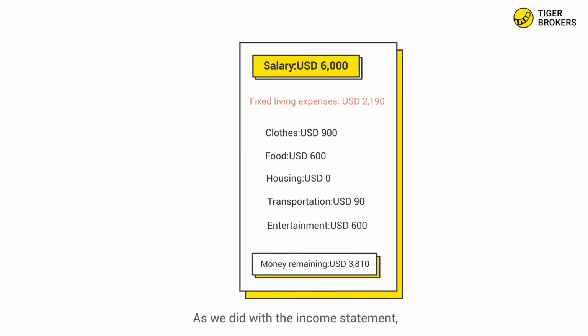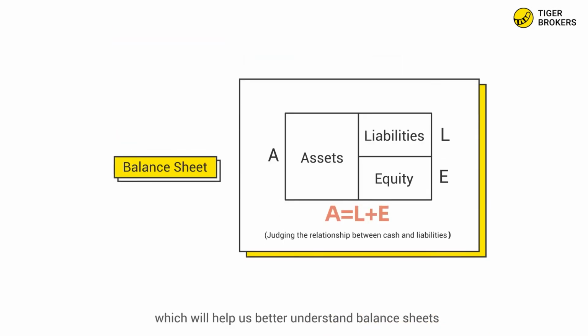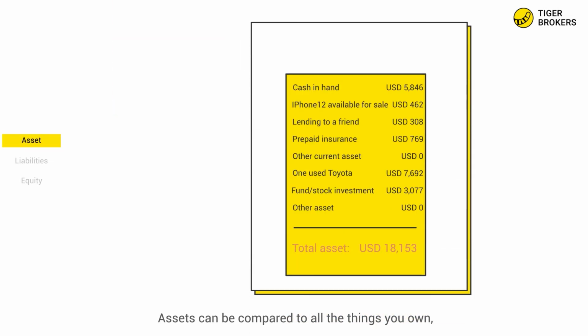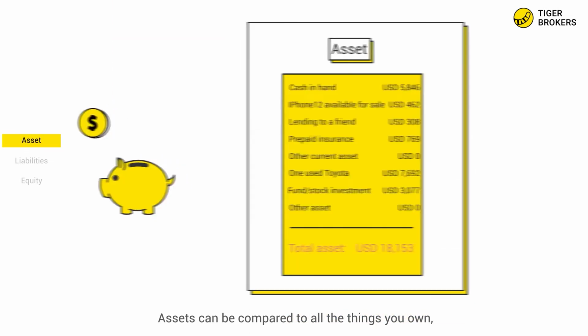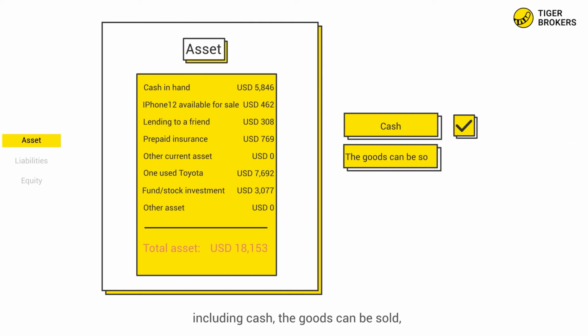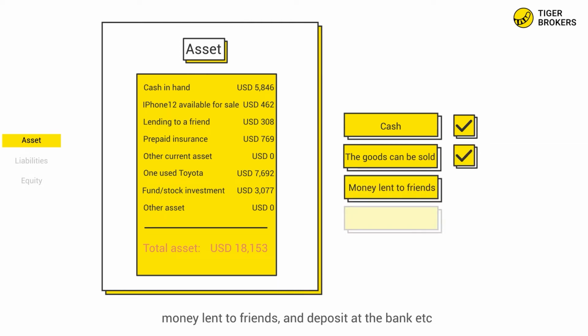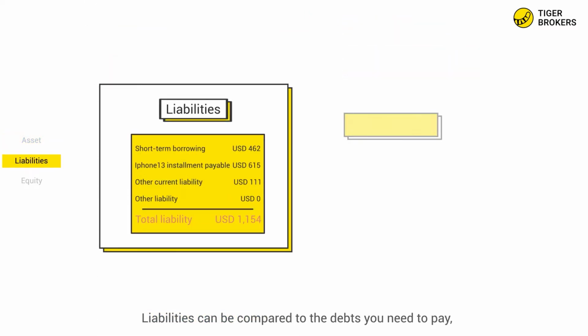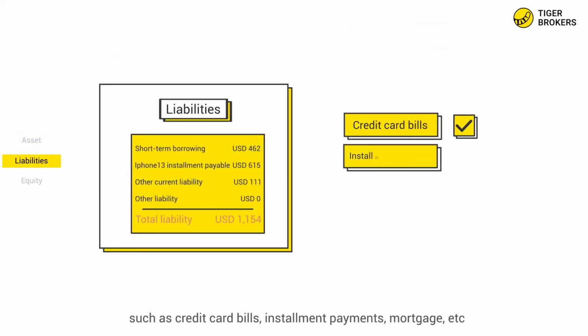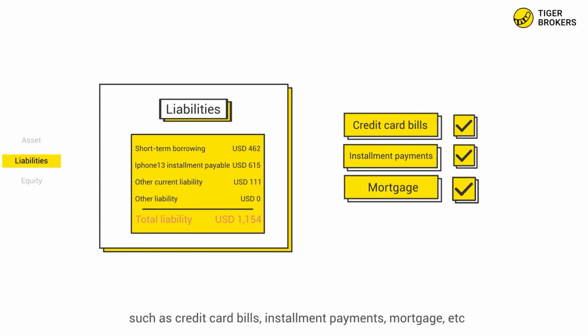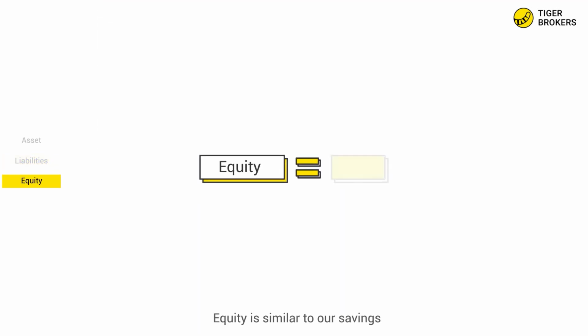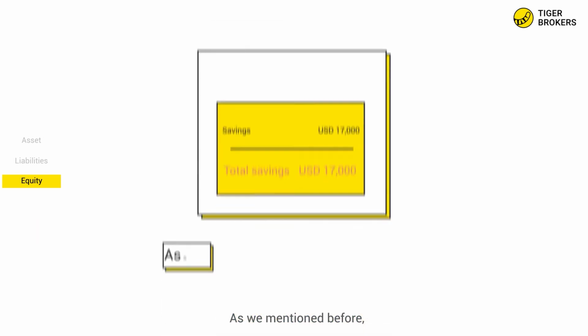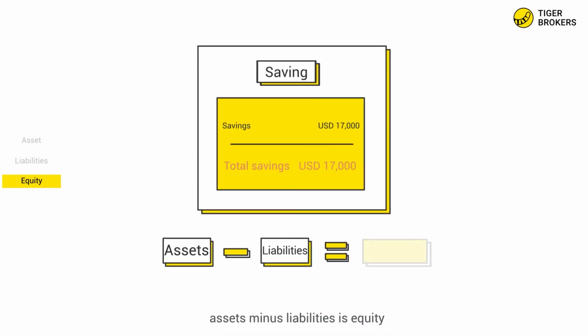As we did with the income statement, we can compare balance sheets to personal budgets, which will help us better understand balance sheets. Assets can be compared to all the things you own, including cash, goods that can be sold, money lent to friends, and deposits at a bank, etc. Liabilities can be compared to the debts you need to pay, such as credit card bills, installment payments, mortgage, etc. Equity is similar to our savings. As we mentioned before, assets minus liabilities is equity. In this case, your savings.